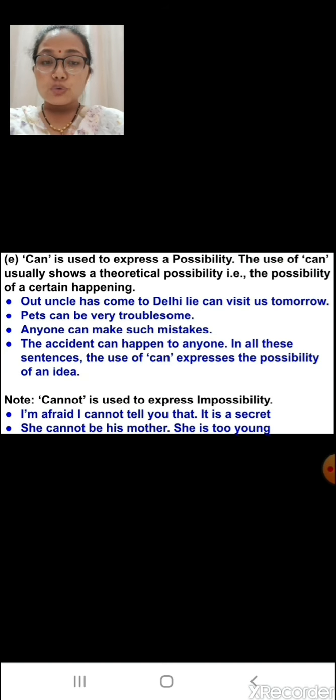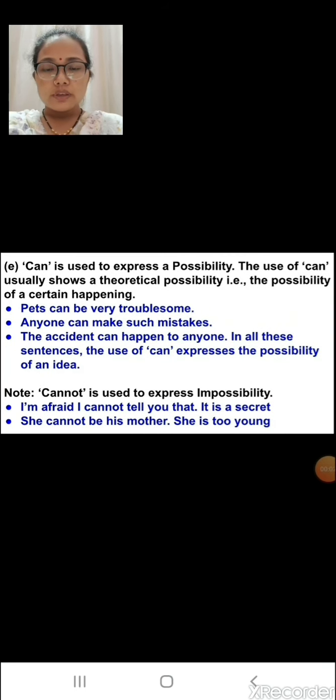Can is used to express a possibility. The use of can usually shows a theoretical possibility, that is the possibility of a certain thing. For example, number 1, pets can be very troublesome. Number 2, anyone can make such mistakes. Number 3, the accident can happen to anyone. In all these sentences, the use of can expresses the possibility of an idea.